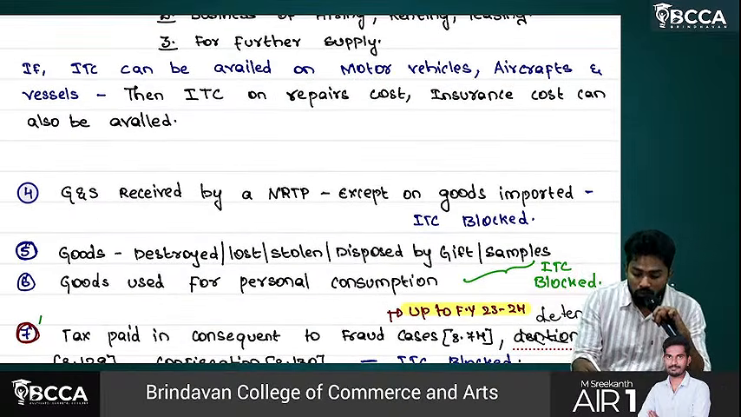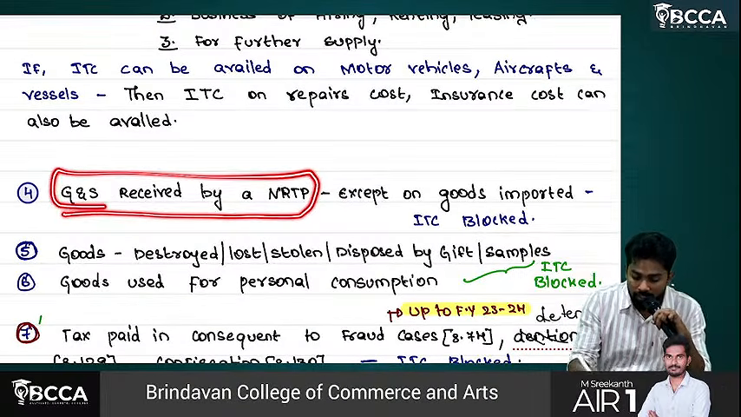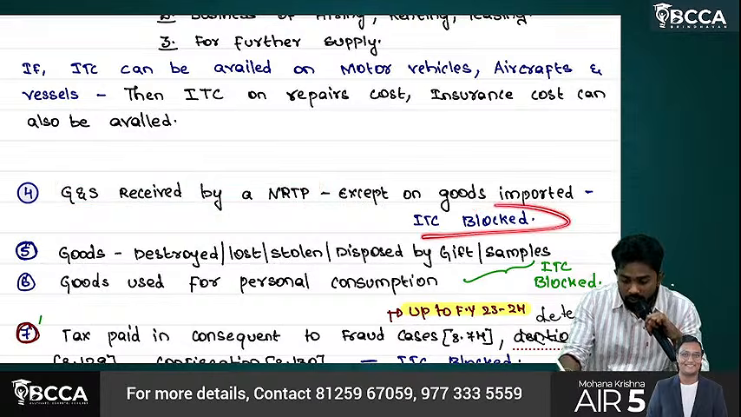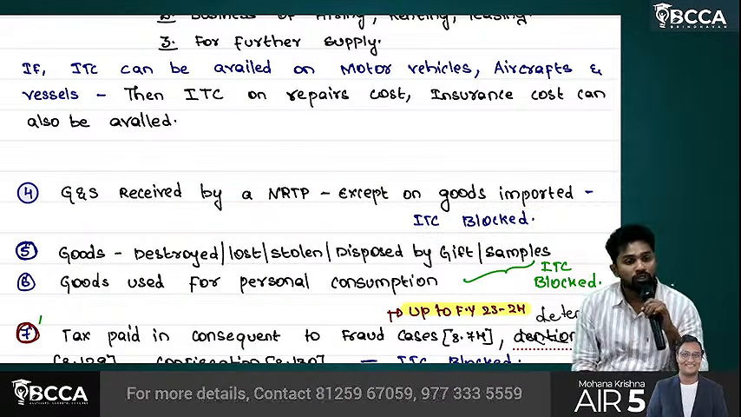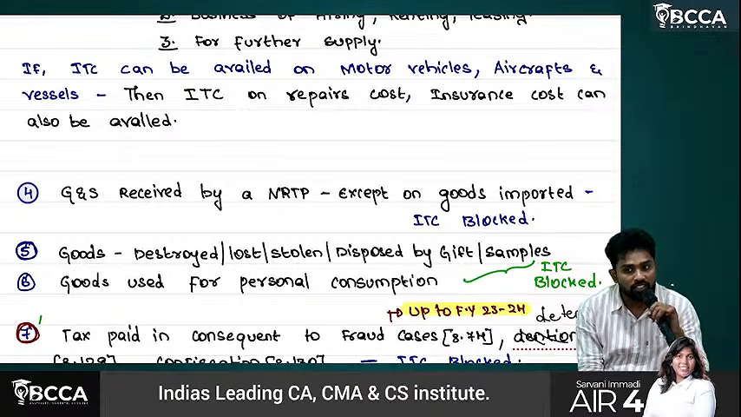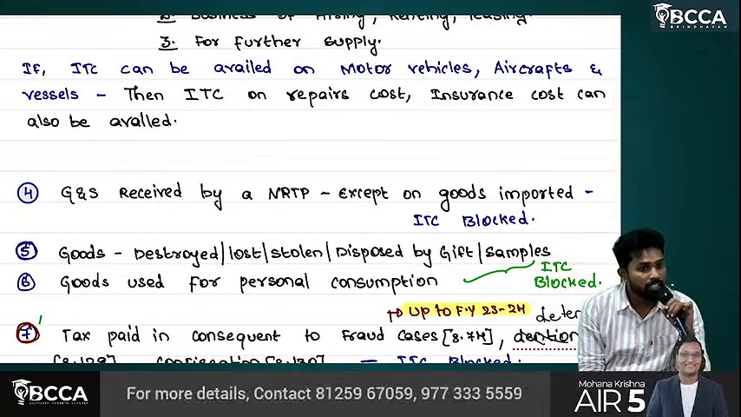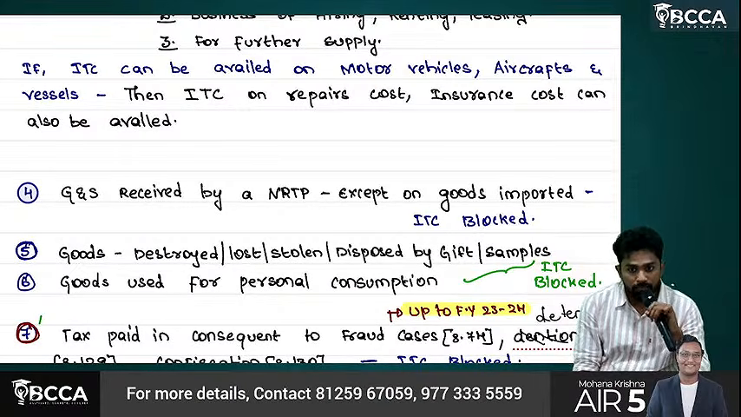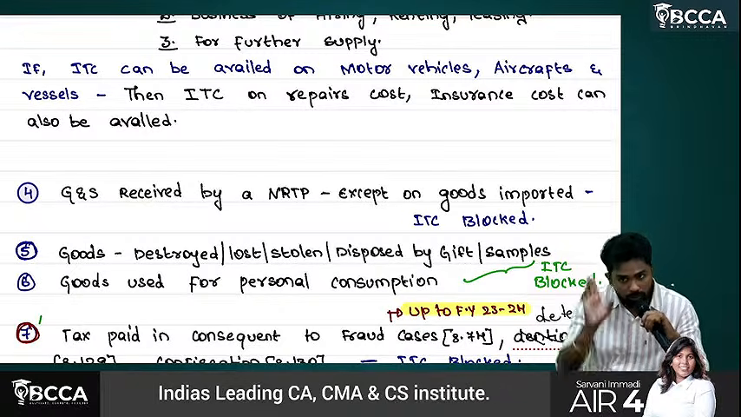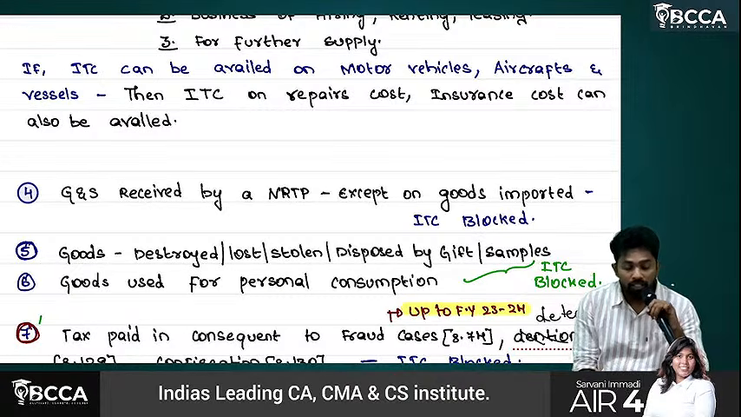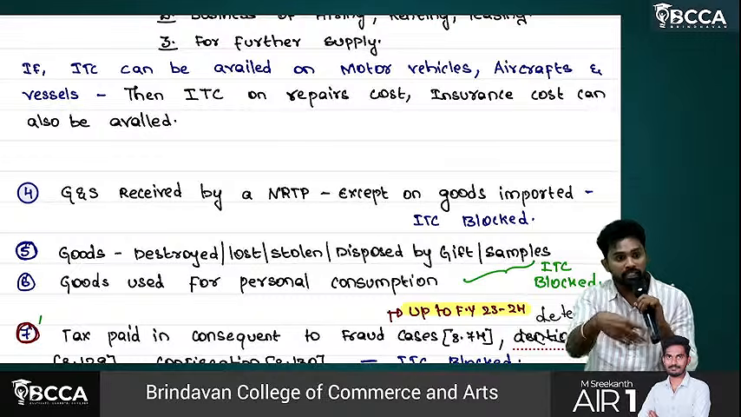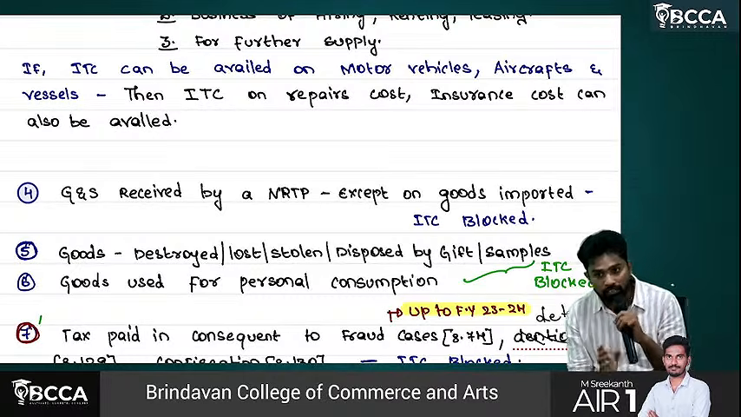Then goods and services received by an NRTP, except on goods imported, ITC is what? Blocked. Sir, who is called NRTP? Non-resident taxable person. Which return does he have to file? GSTR 5. By when does it have to be filed? 13th of the succeeding month or 7 days from the last day of validity, whichever is earlier. You remember, right? Yesterday we discussed. Okay. So such a person, if he buys any goods domestically within the country, on them he cannot avail ITC.